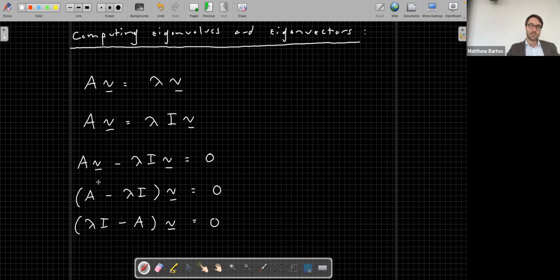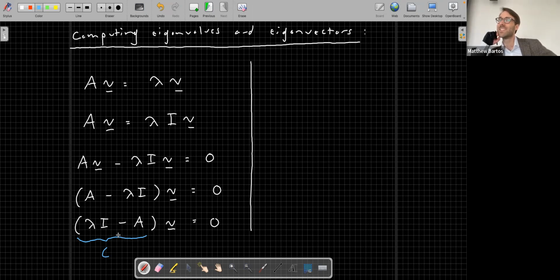Okay, so we have this expression here. What does this expression imply about V in relation to this matrix here, which let's call this whole thing C? What does this expression imply about V, our eigenvector, in relation to this matrix C? Well, C is a matrix, so we're taking a matrix and multiplying it by V and getting the zero vector. What does that imply about the relationship between V and C? Yes, V is in the null space of A minus lambda I.